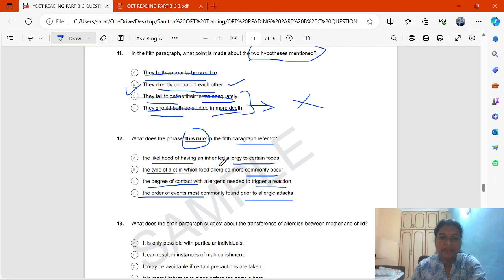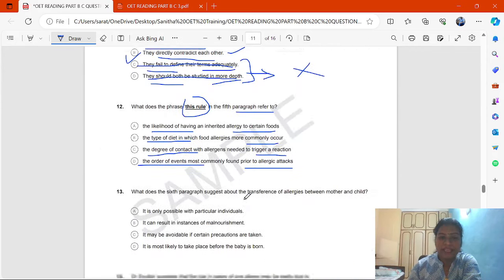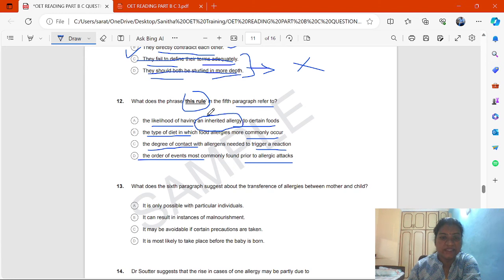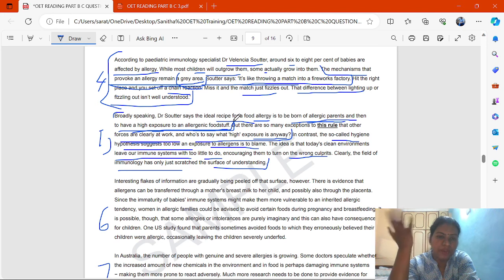What are the options? The likelihood of having an inherited allergy to certain foods. Maybe we will be confused by this option, with the word inherited. Broadly speaking, the ideal recipe for food allergy is to be born of allergic parents and then to have a high exposure to allergenic foodstuff. If the parents have any allergy to food, their children have a chance of getting an allergy. The second point is high exposure to allergenic foodstuff, which also gives a chance of getting an allergy. These are the two points they are discussing.